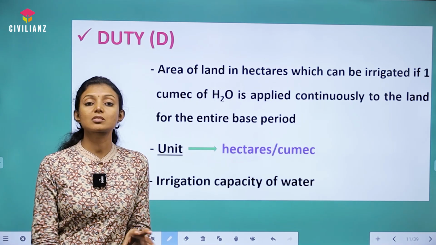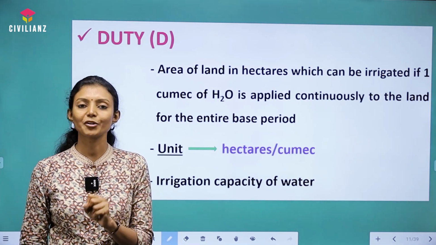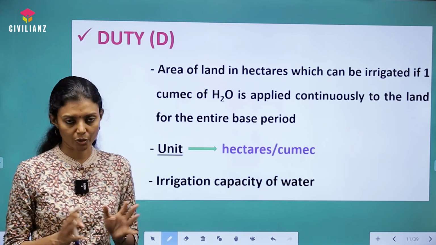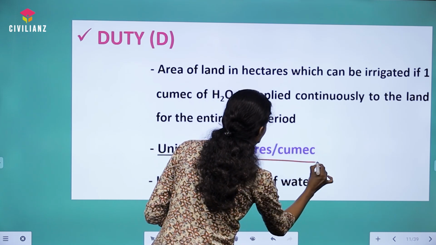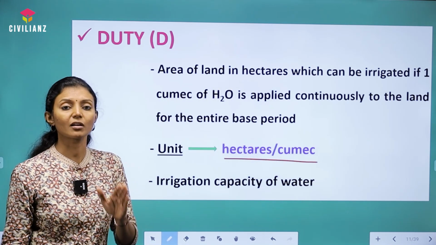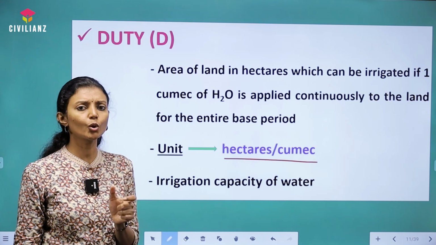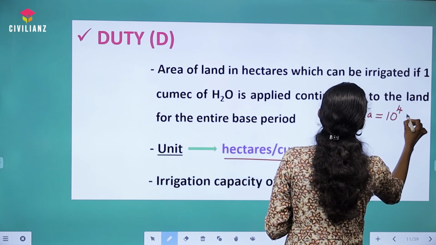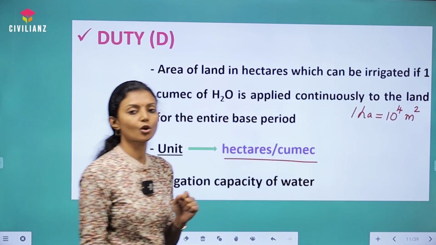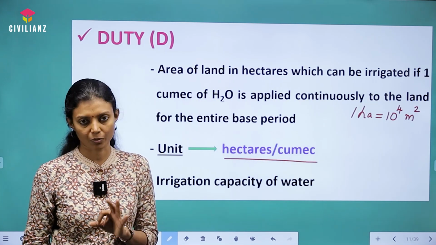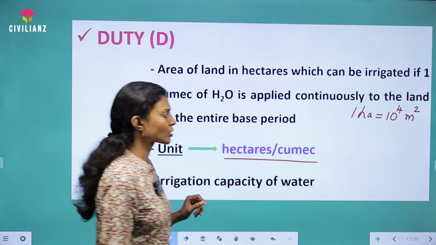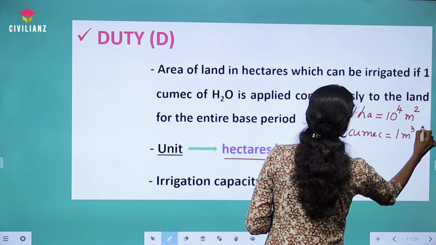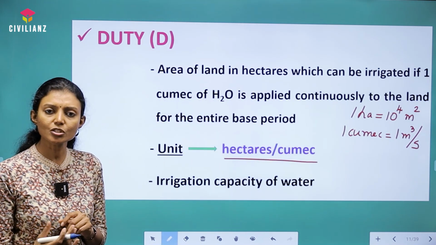Now coming to the most popular term in irrigation, that is duty. I will be explaining this concept using the unit of duty. You all know that the unit of duty is hectares per cubic. What is hectare? It is a unit of area. We all know that 1 hectare is equal to 10 raised to 4 meters square. You should always keep this in mind for solving the problems. So, hectare means area. What is 1 cubic? 1 cubic is equal to 1 meter cube per second. That is the unit of discharge.